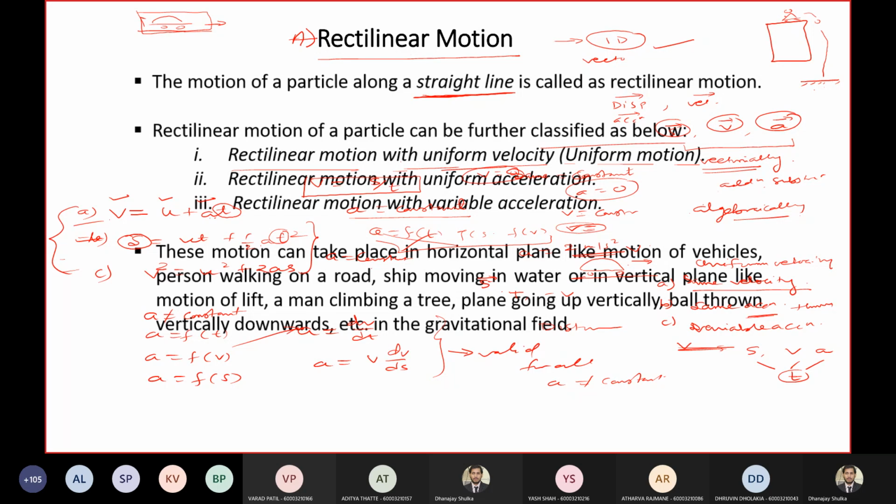Similarly, suppose a boy is standing on the ground, and he is throwing a ball up in the sky. That is again a rectilinear motion under gravity, due to the gravitational field. So this is only rectilinear motion, but under gravity. Are you getting it? Rectilinear motion may be possible in horizontal as well as vertical plane.